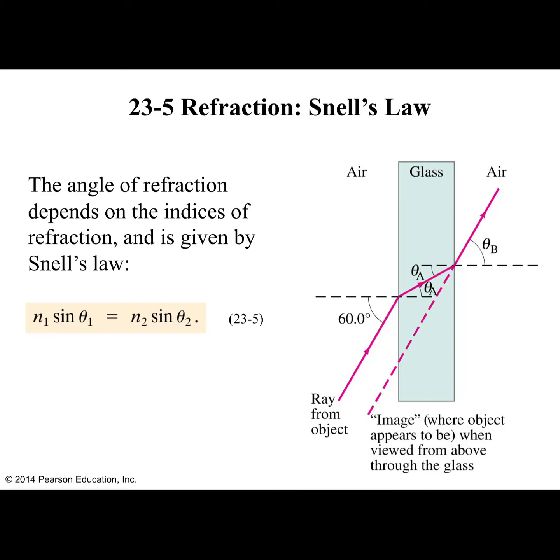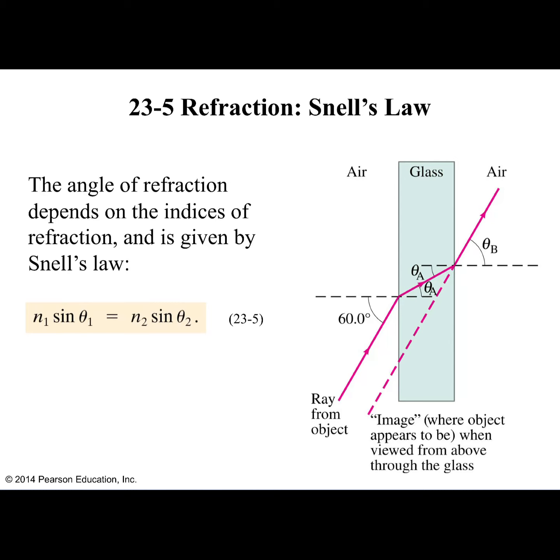So if you look at somebody who's wearing glasses, for example, especially if they're nearsighted, you may notice that you can actually see an image of the side of their face in their glasses that is smaller than their actual width, and that's due to refraction.